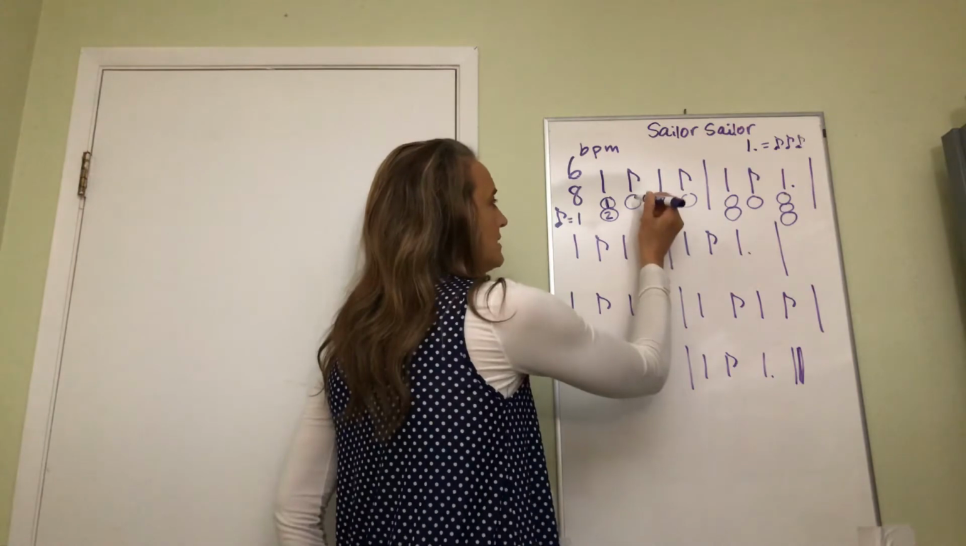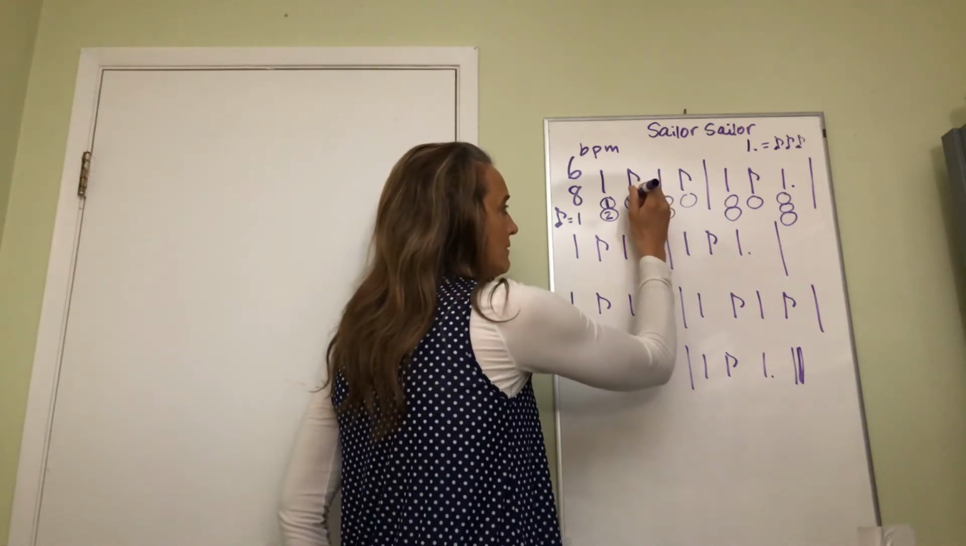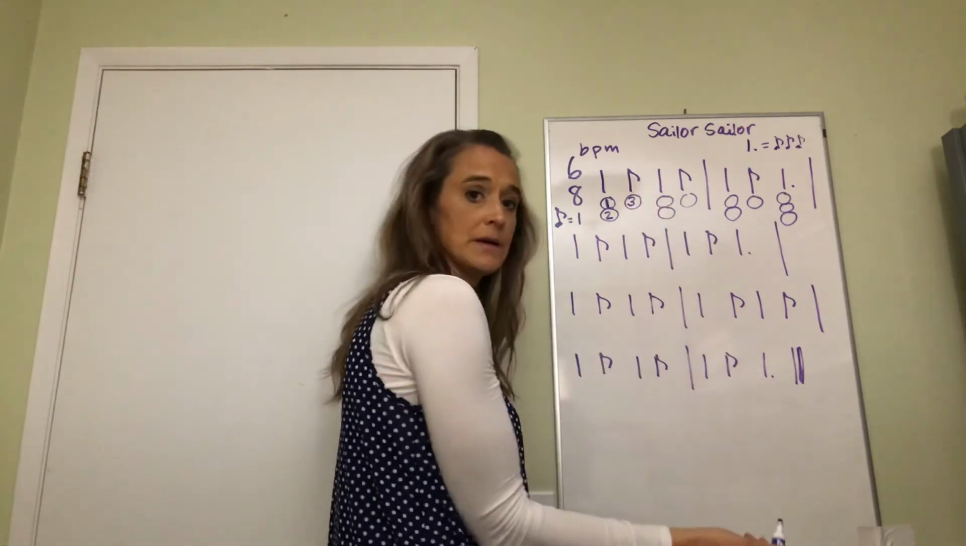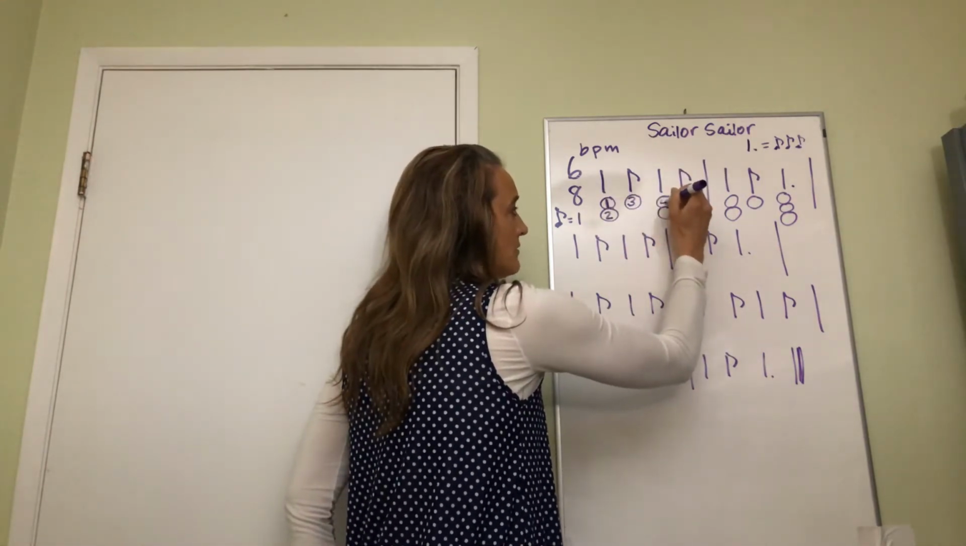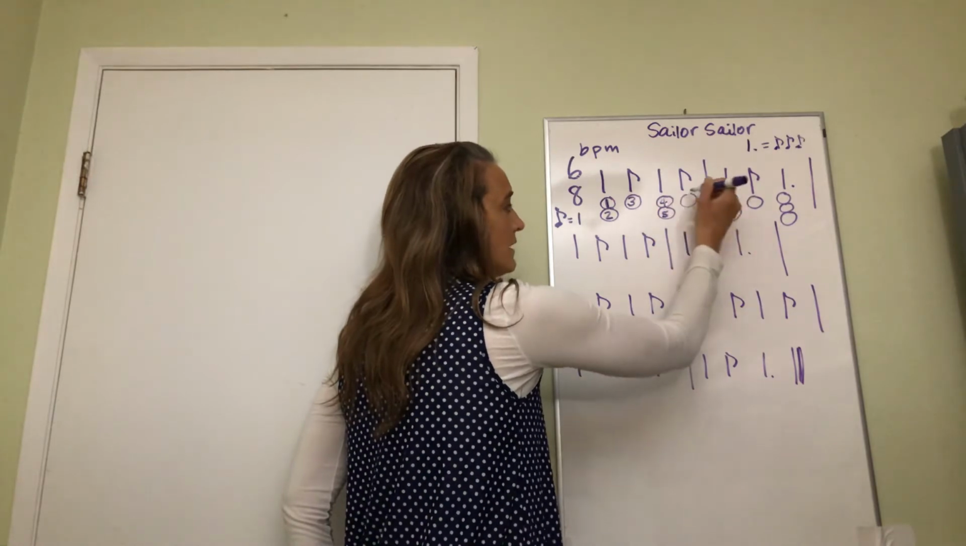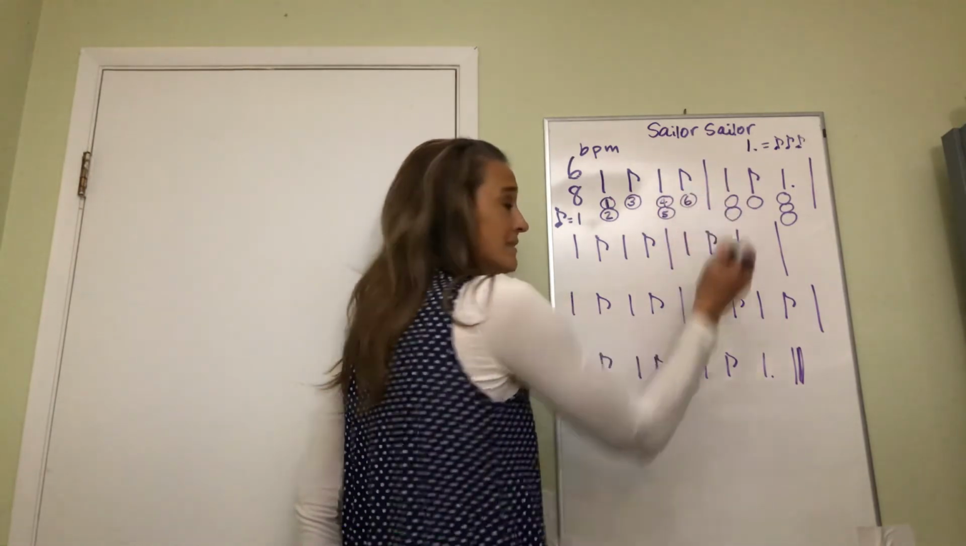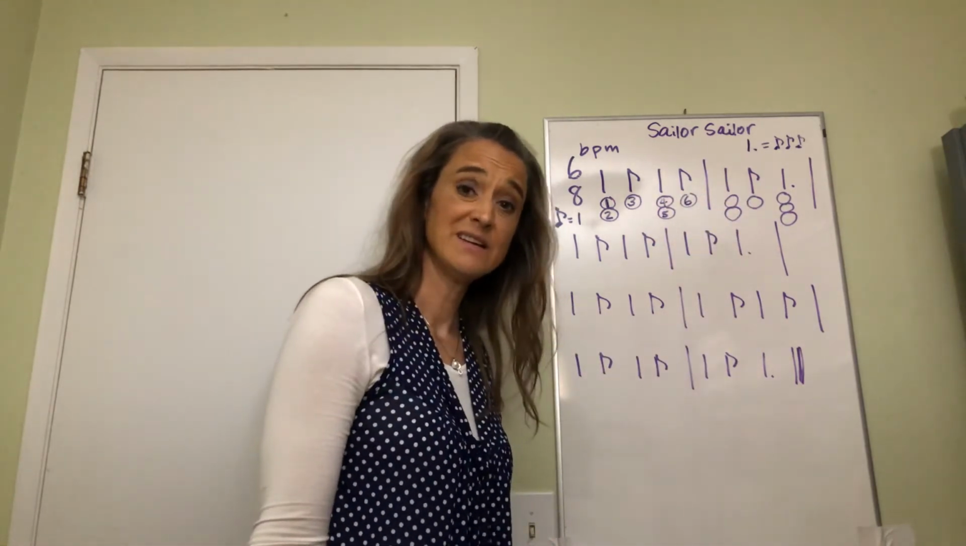Now we move to our next number. An eighth note is worth one. So we move to three. We still got to get to six. Here's two more beats. So now we proceed to four and five. And then our last beat is six. Was that easy? I hope so.